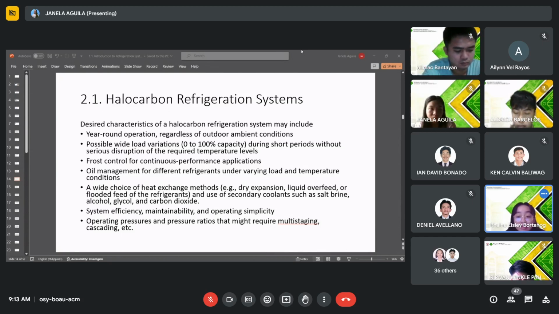The next one is that halocarbon refrigeration systems offer a wide array of heat exchange methods, including dry expansion, liquid overfeed, and flooded feed of refrigerants. Additionally, they can utilize secondary coolants, which, ang sabi dito, are salt, per-alcohol, glycol, and carbon dioxide, which enhance adaptability to diverse operational needs.